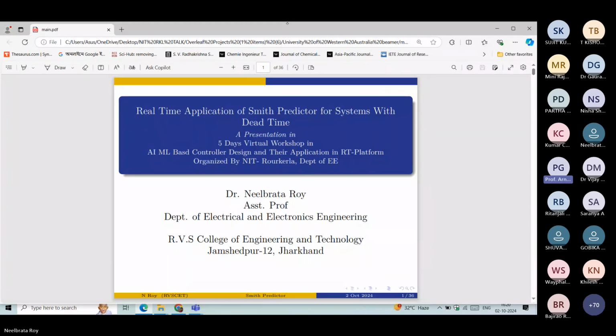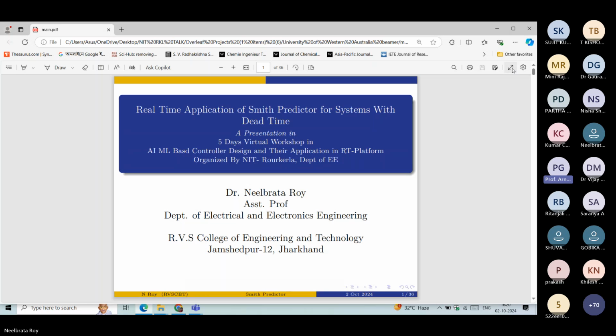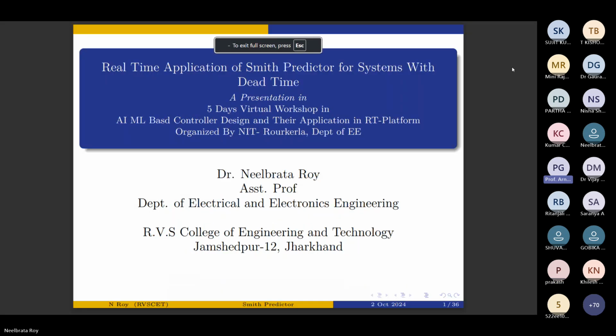Okay, so Neelbrata, am I audible from your end? Yeah, it is audible. Are the slides visible? Yes, it is visible. Is it moving? It's moving. Please carry on.